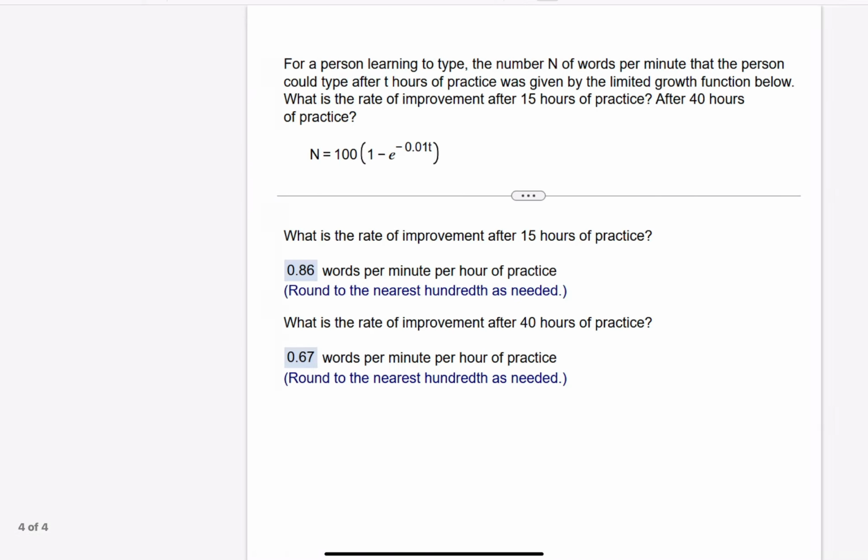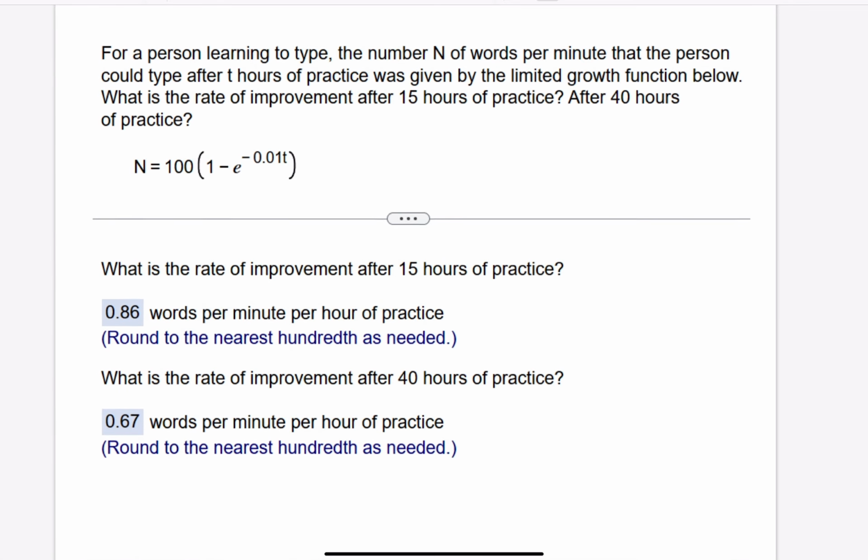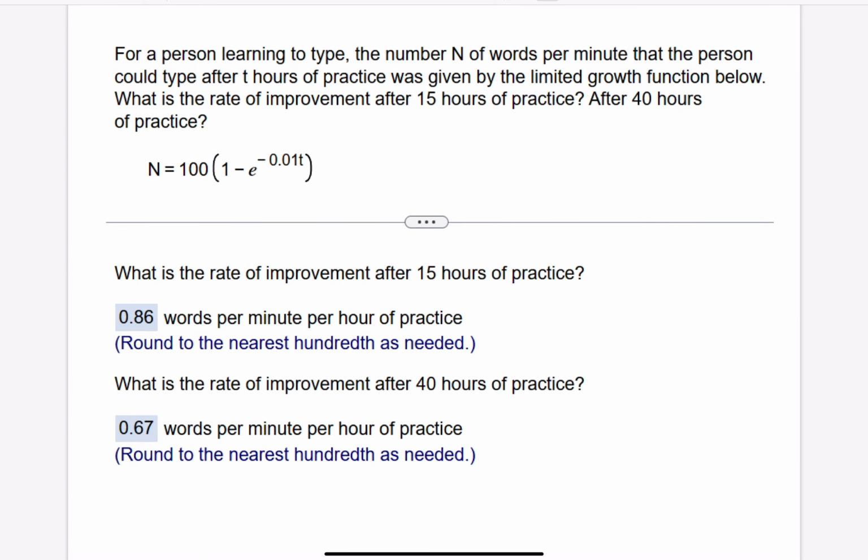All right, now let's go ahead and take a look at this problem. For a person learning to type, the number n of words per minute that the person could type after t hours for practice was given by limited growth function. So that's an exponential function. Oh, there you go. Yes. What is the rate of improvement after 15 hours of practice and 40 hours of practice?